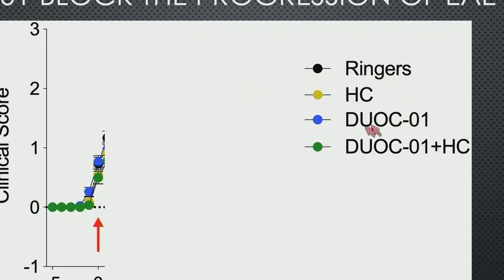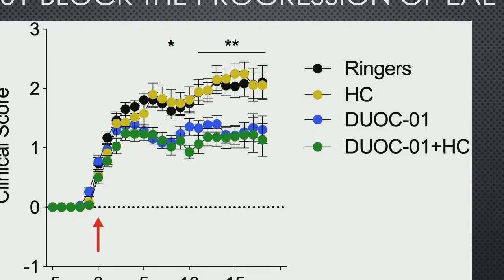We injected Ringer's and DUOC-01 into the CSF. And then we also included hydrocortisone in these studies in case there were some clinical adverse events where we needed an anti-inflammatory. So we unbiasedly selected mice into these 4 groups, all at the same scores. And you can see when we injected DUOC into the CSF, it prevented the progression of this clinical score. And hydrocortisone did not have an effect in this model.